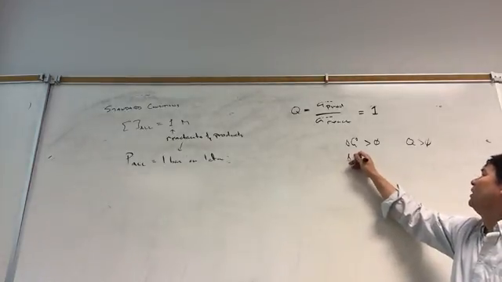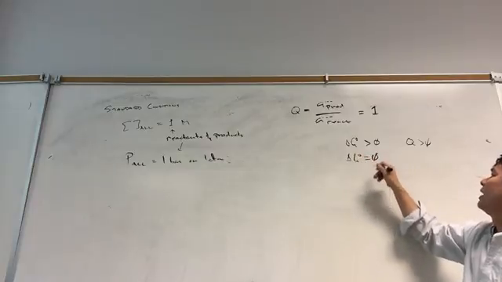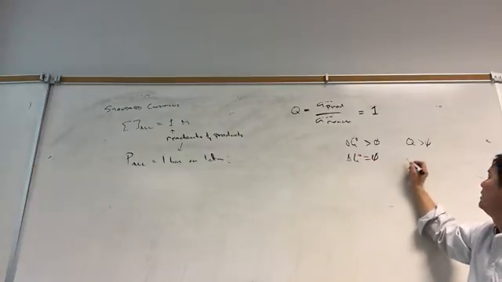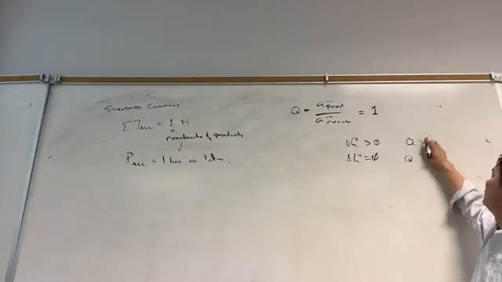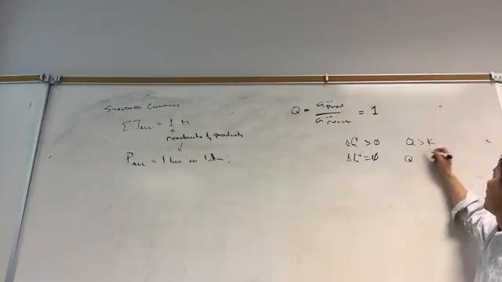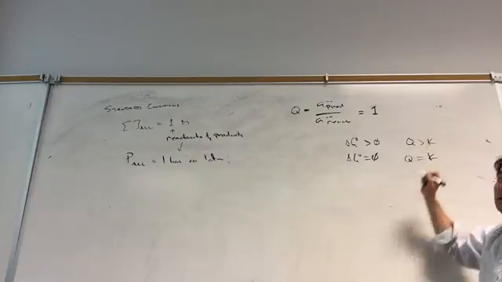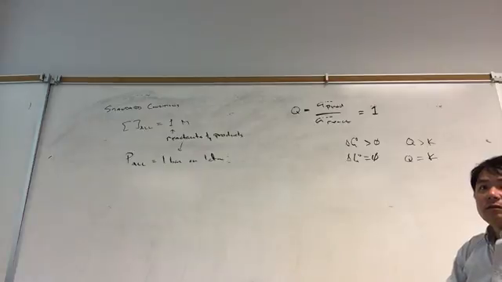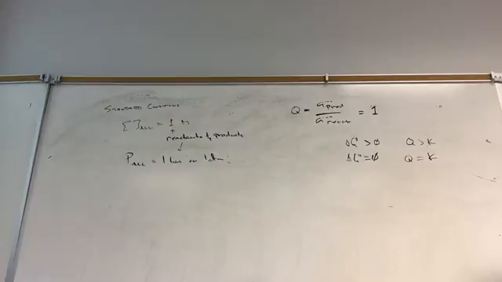If delta G naught is equal to 0, that means we're at equilibrium. So if delta G naught is equal to 0, then Q is equal to K. Well, this is odd because a delta G naught equal to 0 means that the equilibrium constant K must be 1. How many equilibrium constants do you know that equal 1?